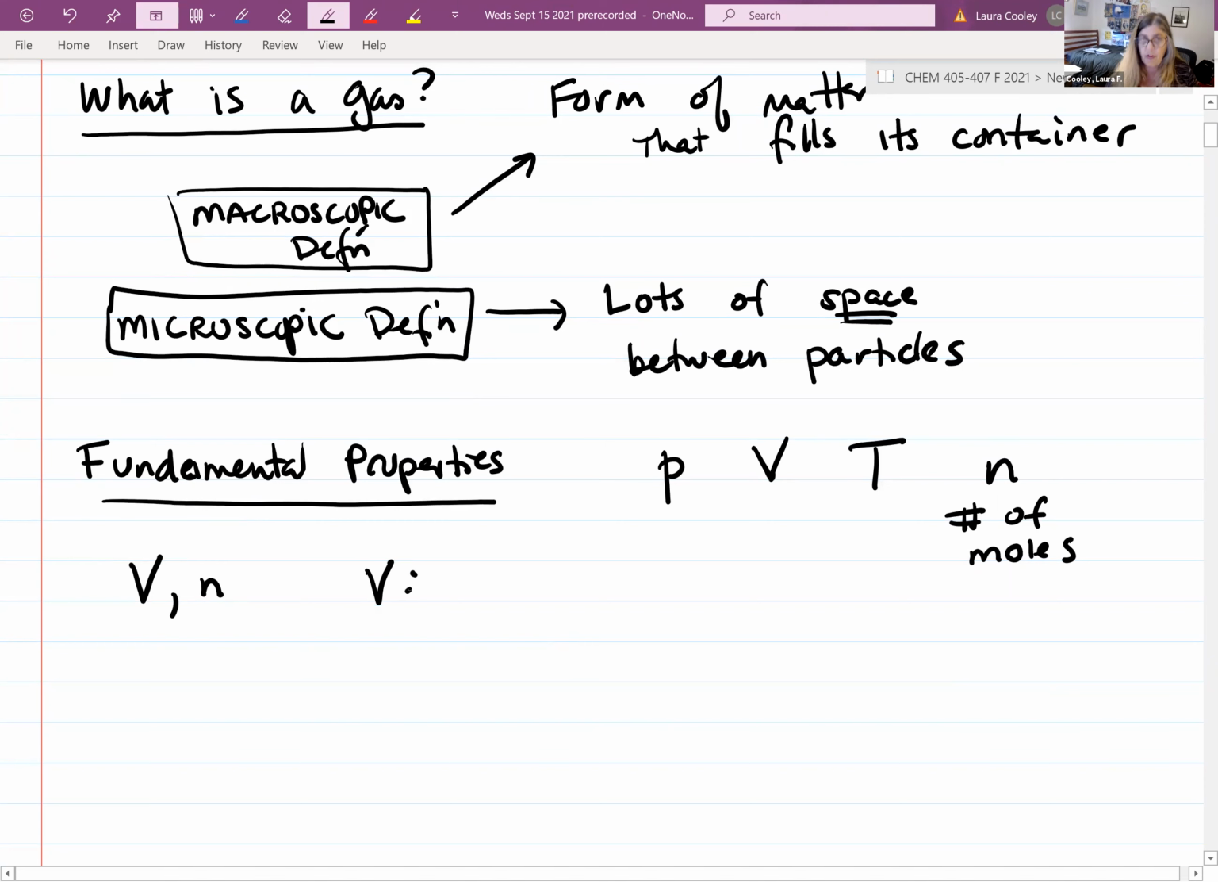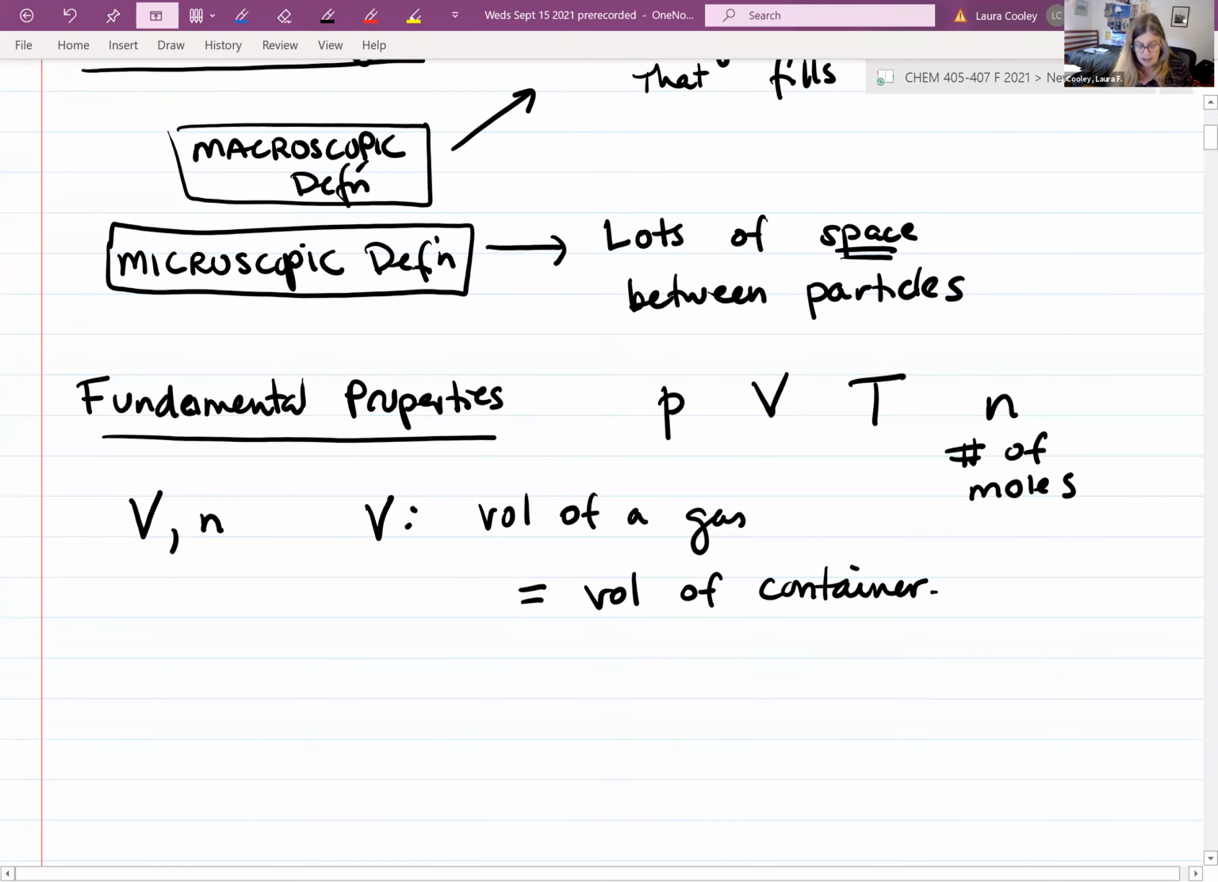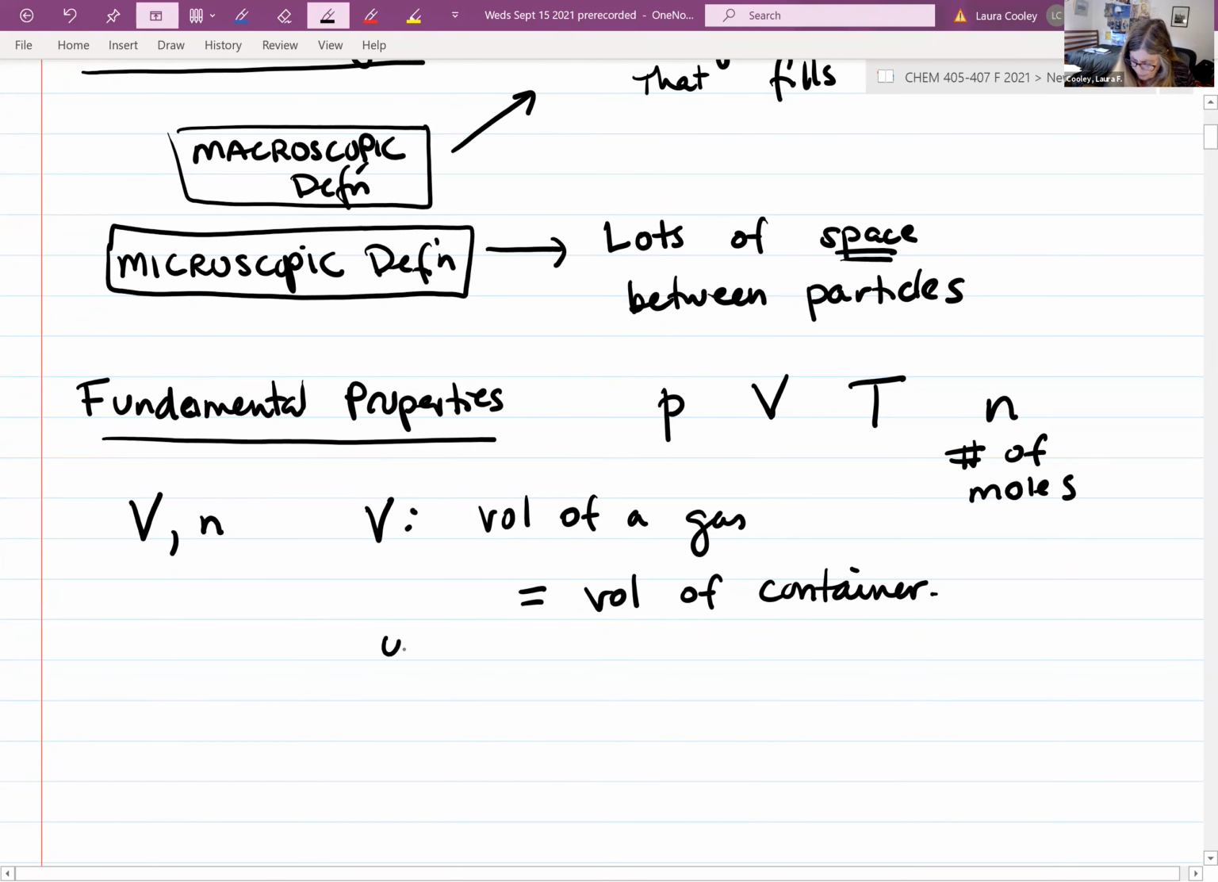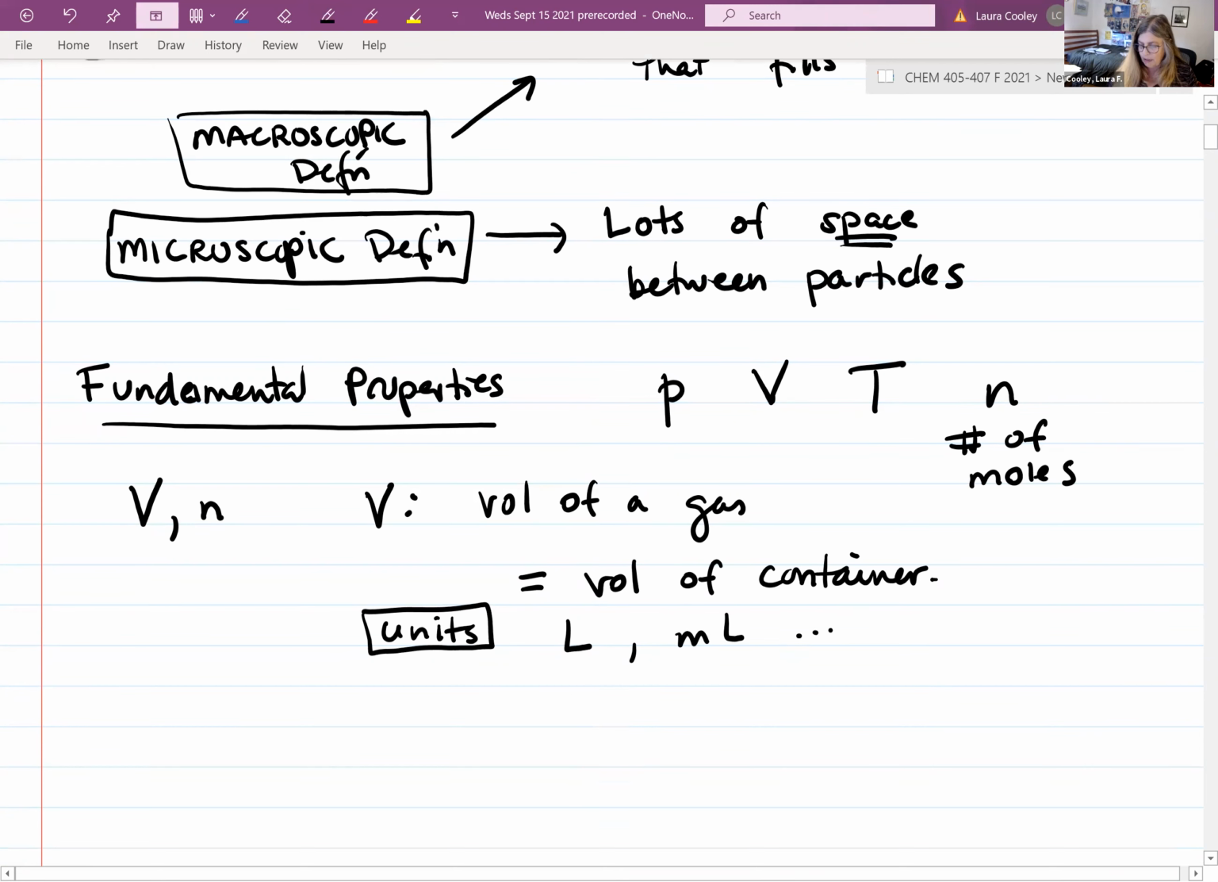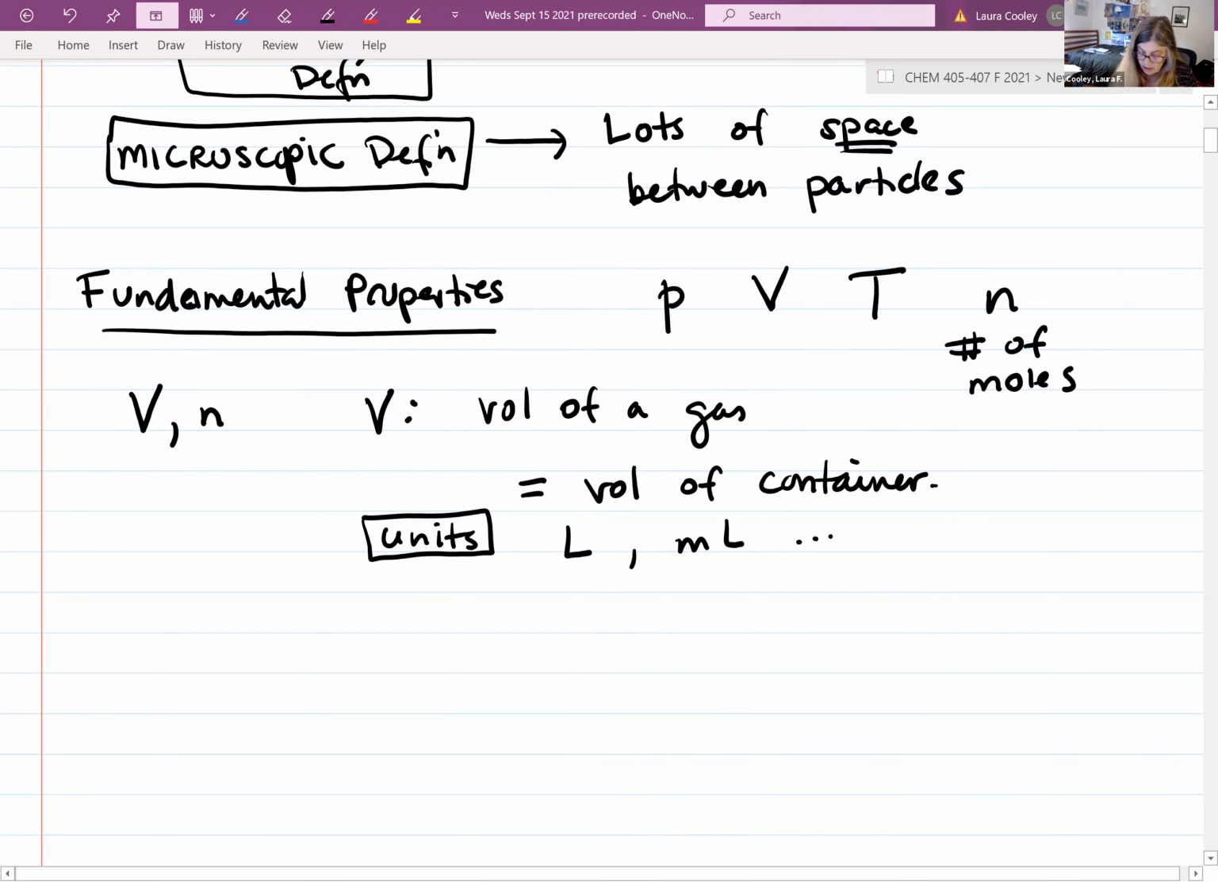We know what the volume is because gases expand to fill their container. So the volume of a gas is equal to the volume of the container. Really nothing could be simpler than that. The units we use in chemistry and physical chemistry are liters most of the time because gases occupy larger volumes, but of course milliliters and others we could use. And n being the number of moles.